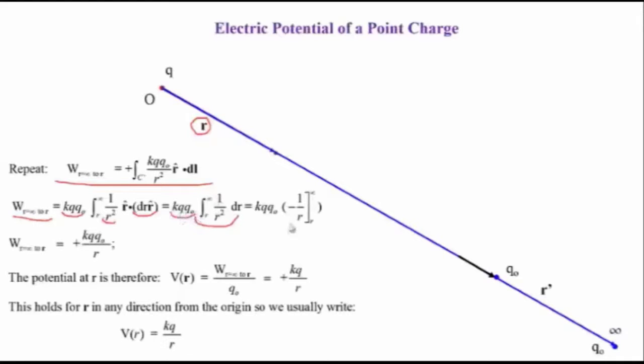Doing the integral, we get minus 1 over r evaluated at these two positions. And remember, because we're going from r to infinity, the infinity is at the top and the little r is at the bottom.